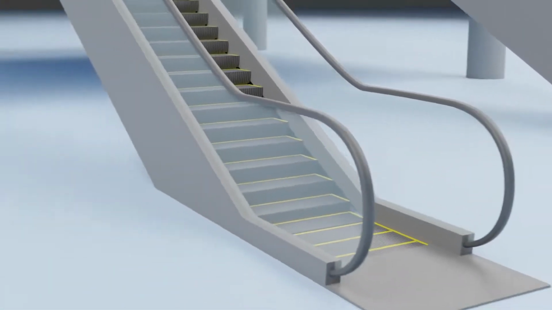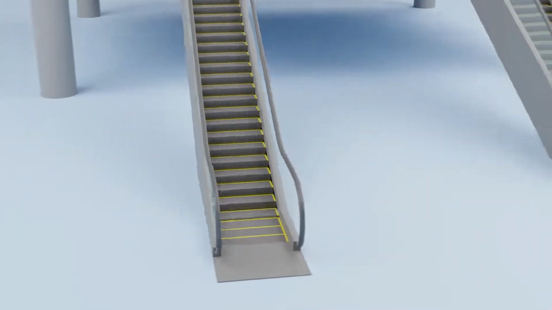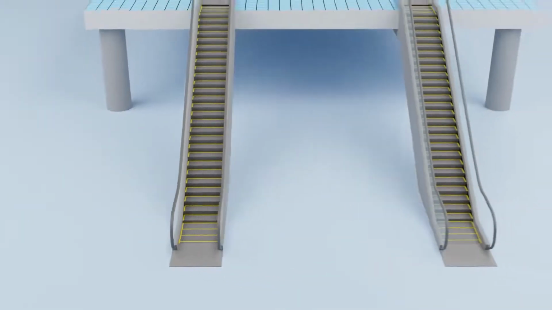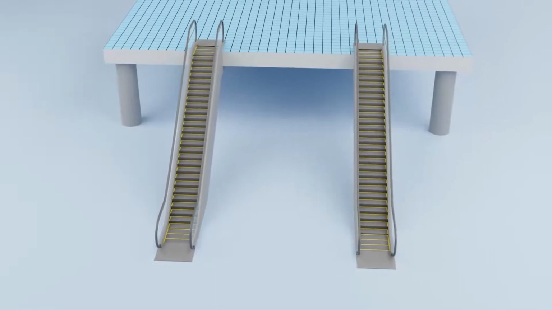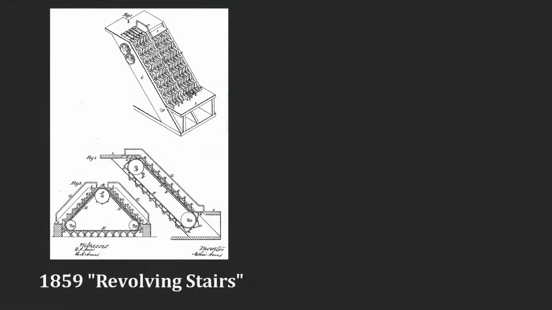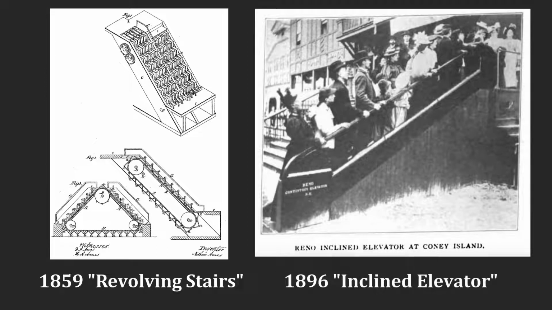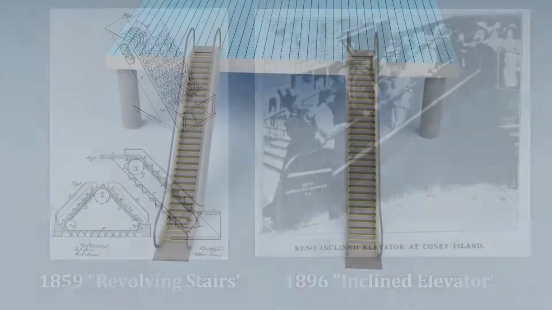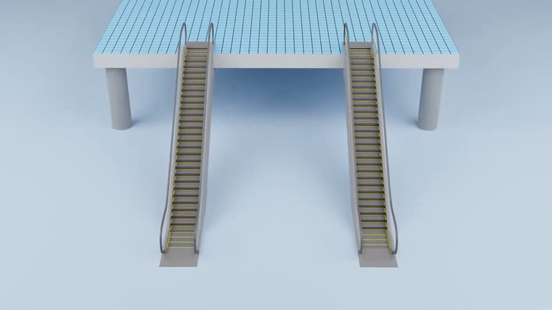It's hard to imagine the modern world without the escalator. It was initially called the revolving stairs. The first idea can be traced back to 1859. But it was a few more decades until we had our first working escalator. Since then, society has come to heavily depend on these machines.